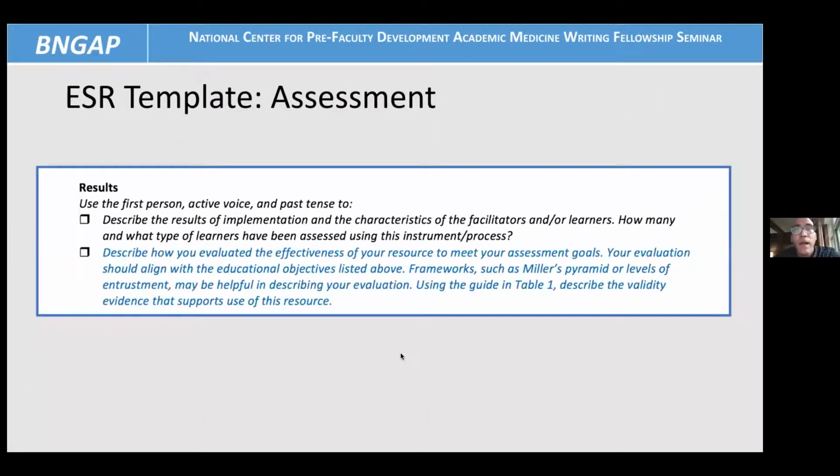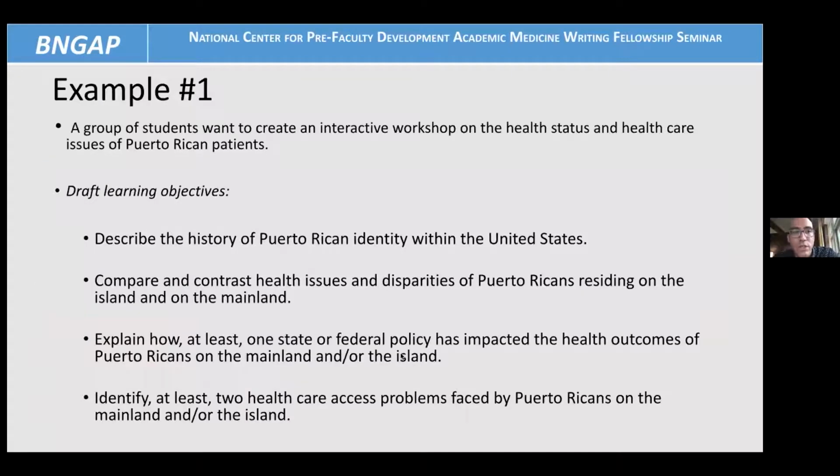Okay. And this is just a slight version of what the ESR template might look like for that fifth workshop type, the assessment type. But again, it hits on some of the similar points that I just mentioned.